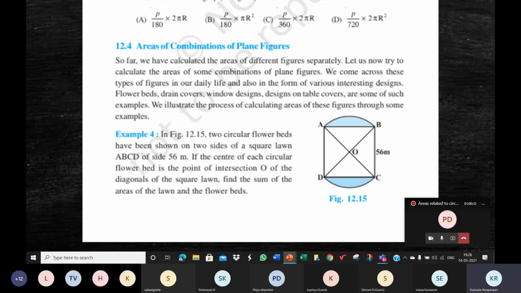Is it understood, children? Yes, miss. Yeah, what about the others? Yes, ma'am. All right.